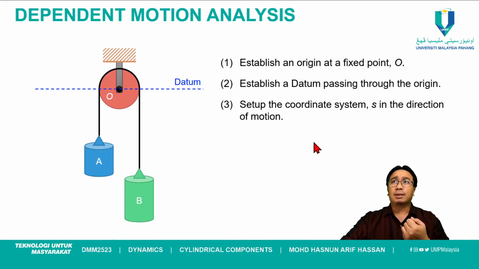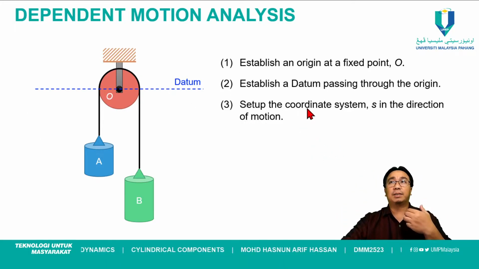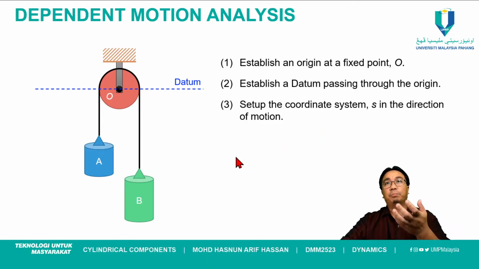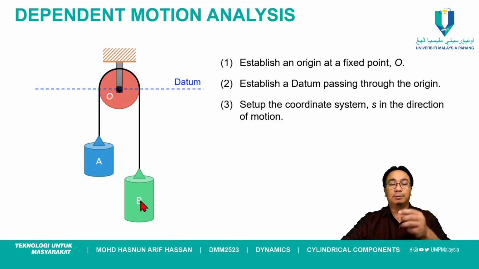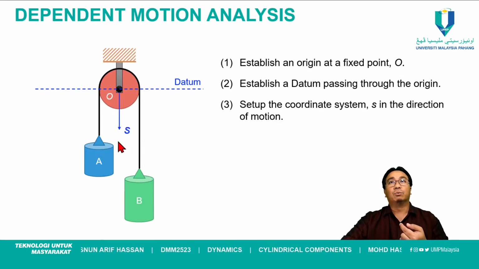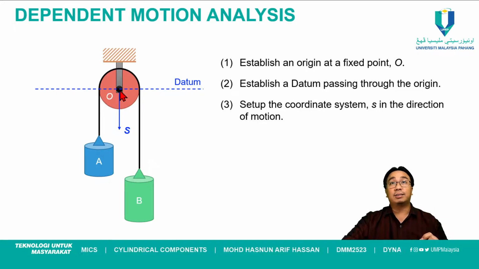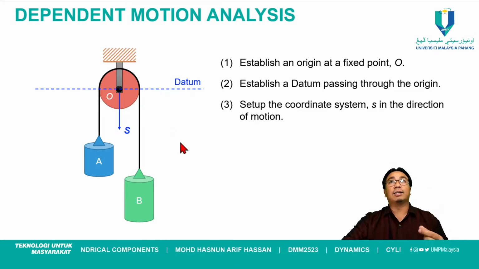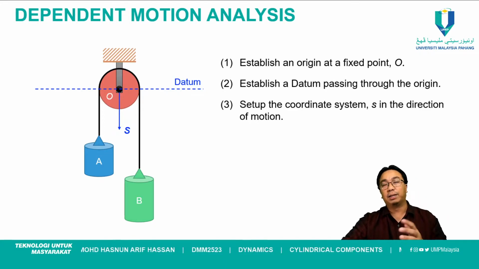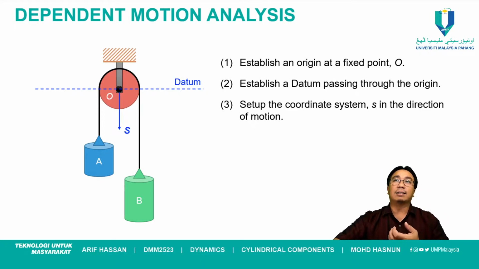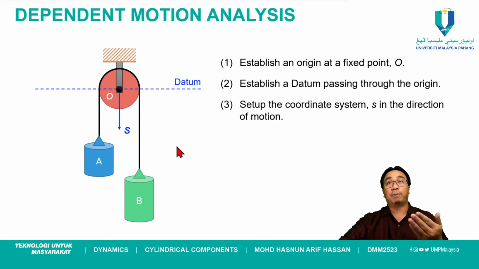So kita pilih coordinate system berdasarkan motion objek tersebut. So in this case motion B ini pointing down, so we will define the coordinate system positif ke bawah. Okay, so we use the origin tadi O to define the coordinate system kita. Kita panggil dia sebagai S, bukan X atau Y. Normally kita akan gunakan simbol S for the coordinate system of this type of problem lah, dependent motion ini.